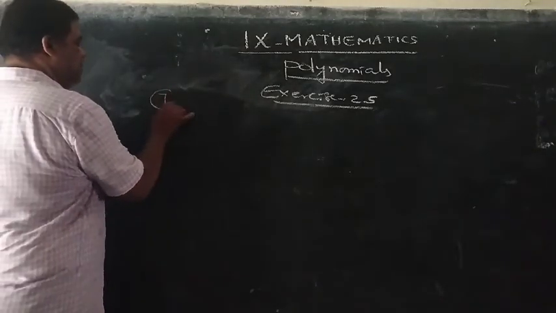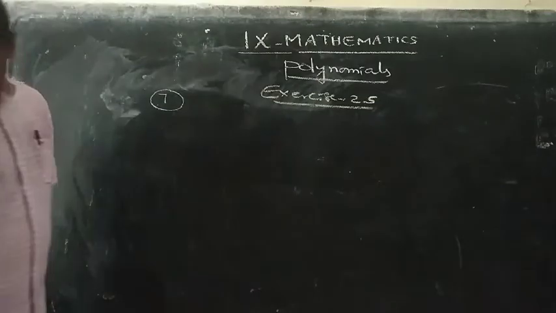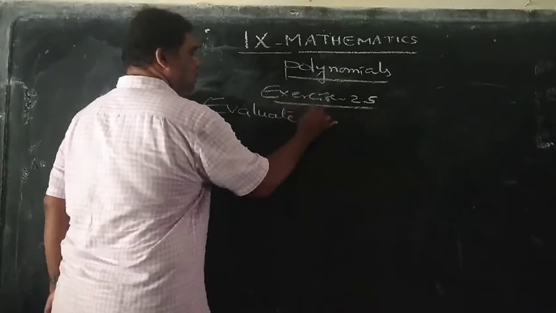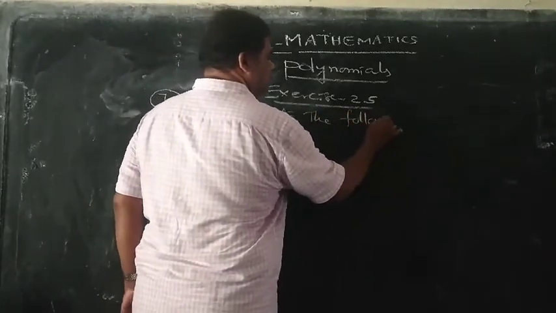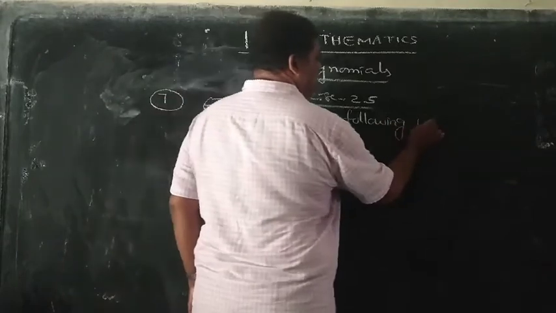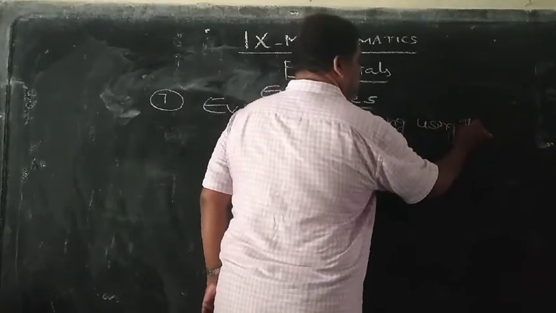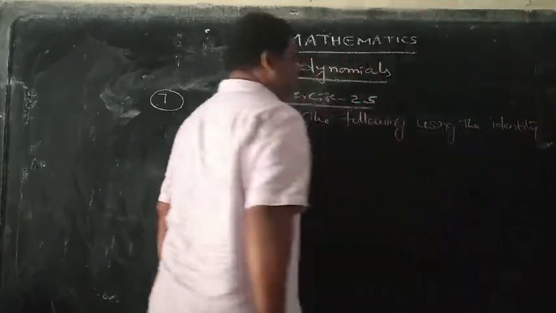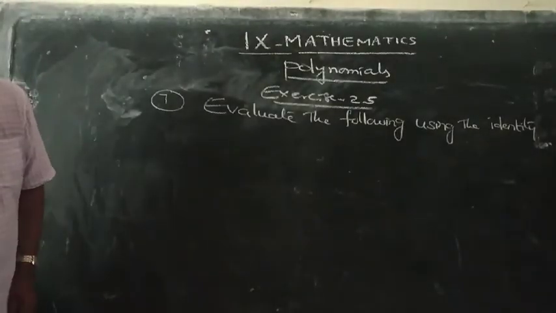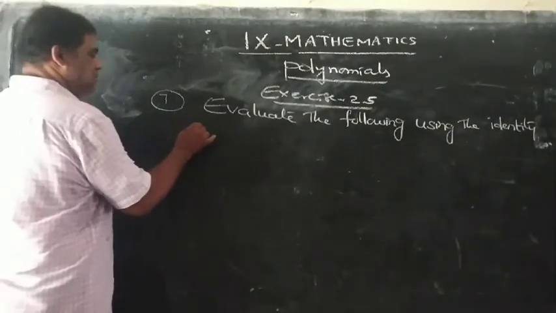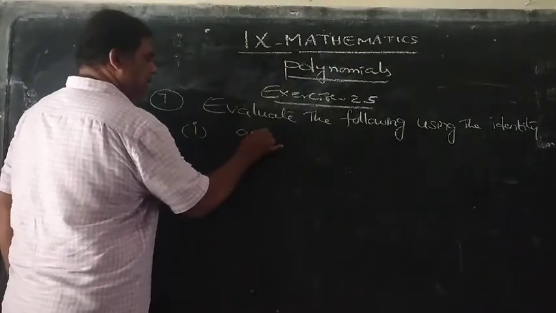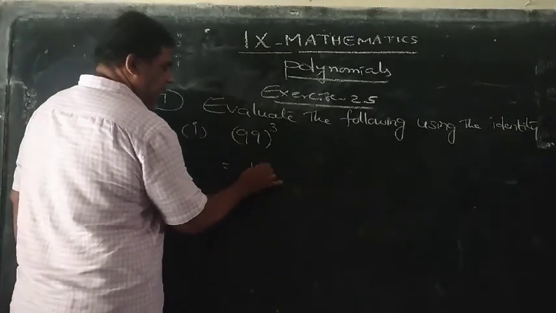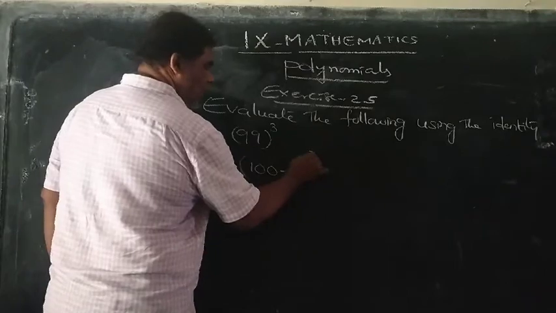Right, question number 7. Evaluate the following using the identity. First one, 99 whole cube. This 99 we have to write it as 100 minus 1 whole cube.